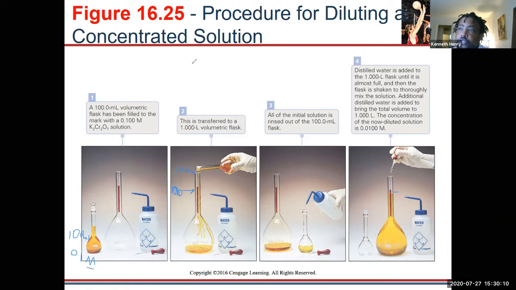Okay, and so we can also do that in math. So we know that our C1 is 0.100 molar.